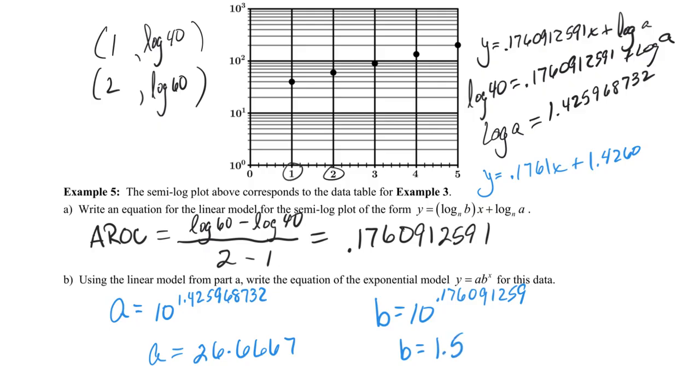So to finish the question, we just got to write out the formula. Y equals, my A was 26.6667 times 1.5 to the x. And there is my exponential model that would have been good, that went along with my semi-log plot linear model.